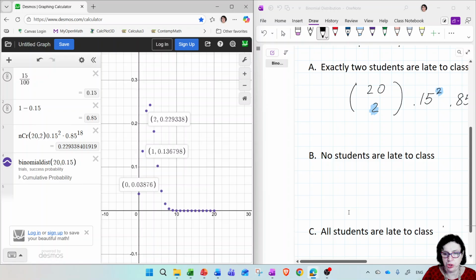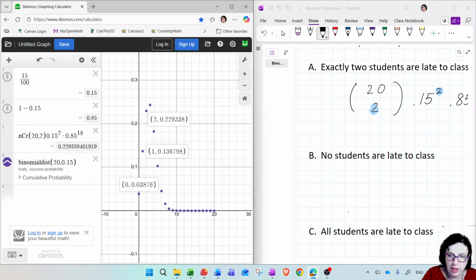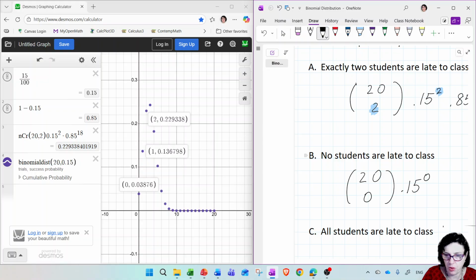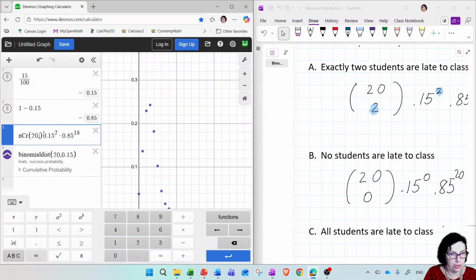This one says no students are late to class. So you should know that no students means 0. If you need to set this up, this is going to be 20 choose 0, because now you have no students. Then it's going to be 0.15 to the power 0. And then it's going to be 0.85 to the power whatever is 20 minus 0, which will be 20. So if you were to type this, all you have to do is change this to 0, change this to 0, change this to 20. And that's my answer.